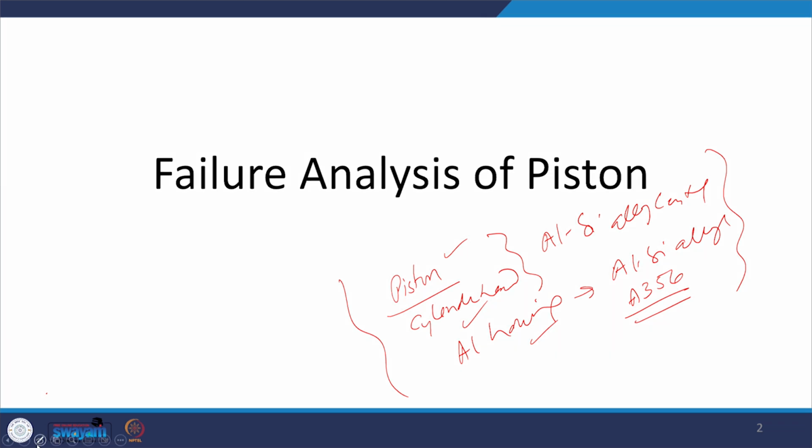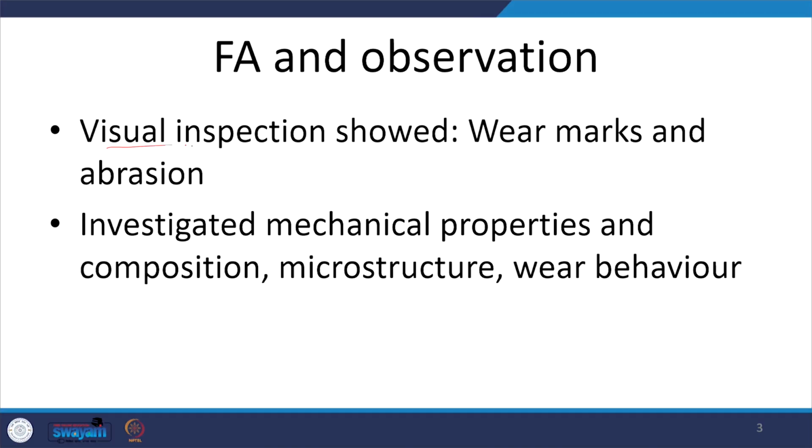You know that the piston is an important component of the automobile, and when one of the pistons failed prematurely during service, a failure analysis was conducted. What was done as a part of the failure analysis? Visual inspection initially showed a lot of wear marks and abrasive marks on the surface of the piston, and that resulted in loss of dimensions and shape. The loss of dimension and shape resulted in improper performance and working of the engine.